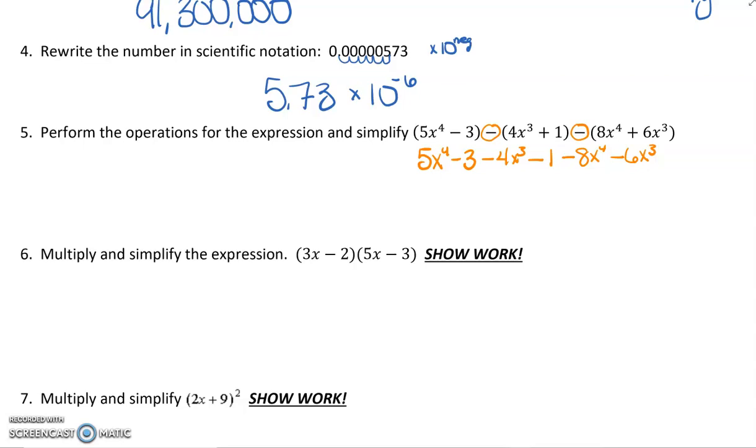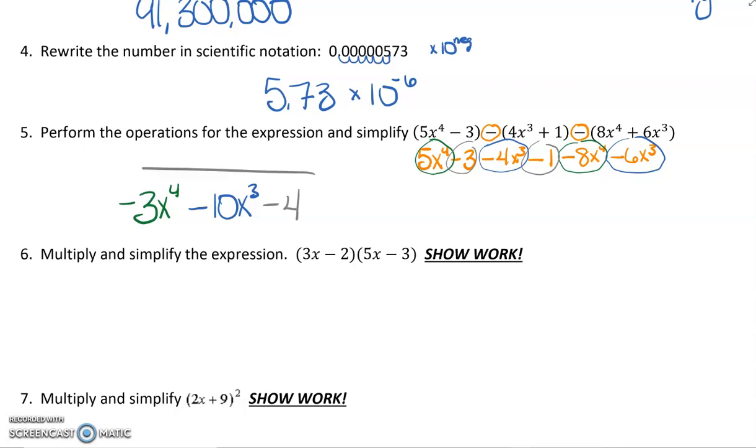If there had been subtraction in any of those, you would have had to do minus a negative, which would turn it to plus. Now we're going to combine like terms. So 5x to the 4th and negative 8x to the 4th, that gives us negative 3x to the 4th. My negative 4x to the 3rd and negative 6x to the 3rd will give us negative 10x to the 3rd. And then for the numbers, negative 3 and negative 1 gives us negative 4.